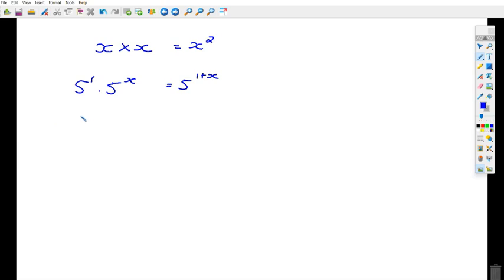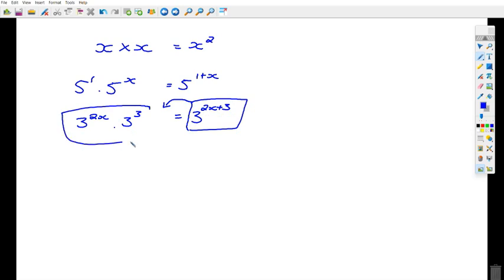Let's try another example. If I've got 3 to the power of 2x times 3 to the power of 3, what's your answer going to be there? Same bases being multiplied, we add those exponents. So I've got 3 to the power of 2x plus 3. Simple enough. Now what happens if I give you something like this, and I tell you to go back and give me an answer that looks like this? Do you guys think you'll be able to do it? Of course you can. You guys are nice and smart.